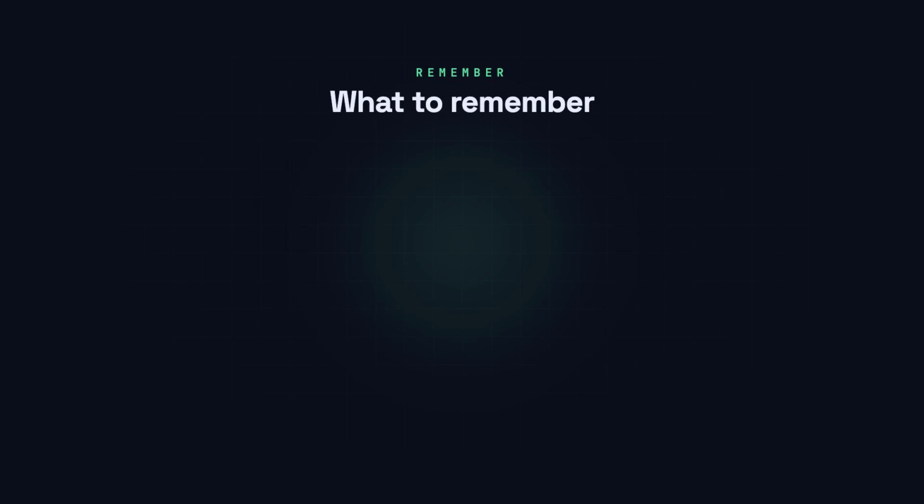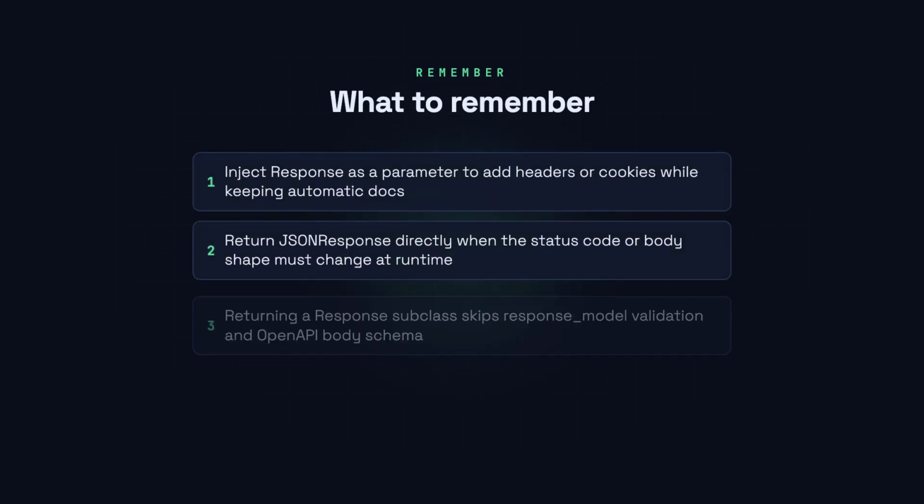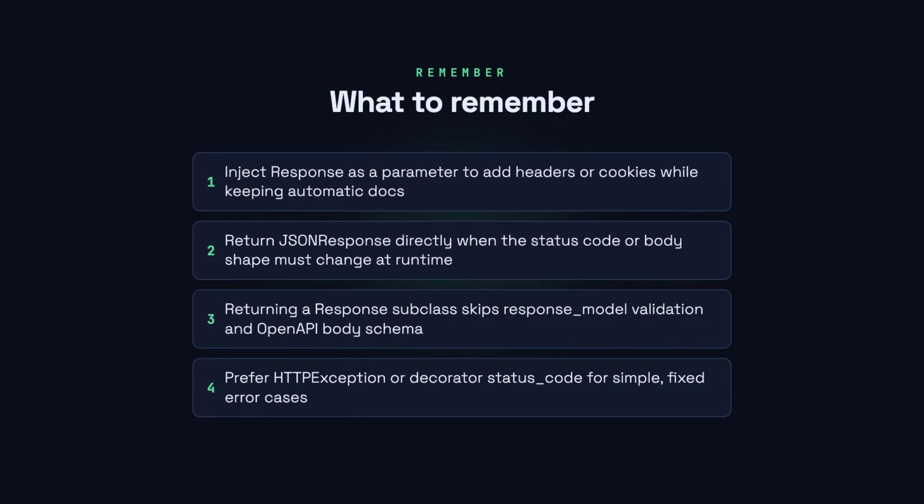To recap, injecting response is the low-cost path. You get header and cookie control without giving up serialization or docs. Returning JSONResponse directly is the high-control path, useful for runtime status codes, but you trade away output validation and schema generation. Always ask yourself whether a simpler tool like HTTPException already covers your need before reaching for a custom response object.